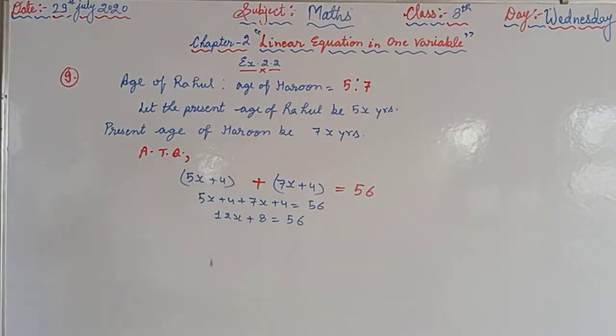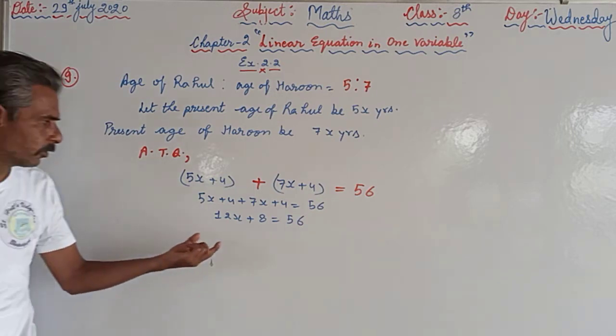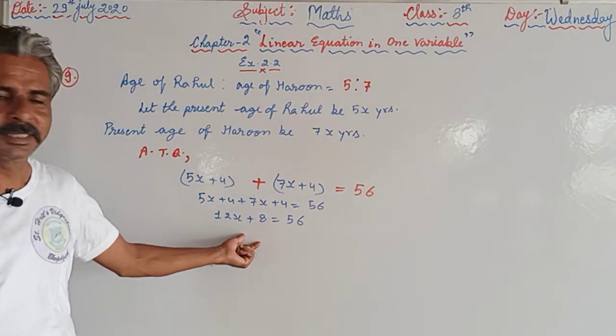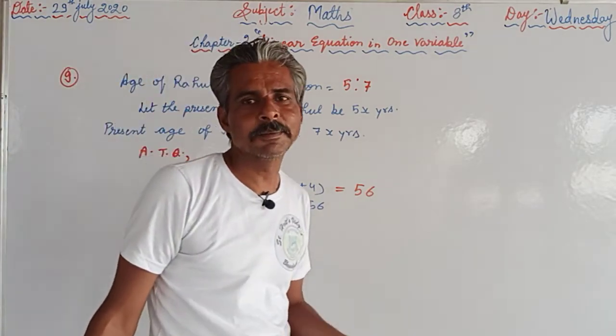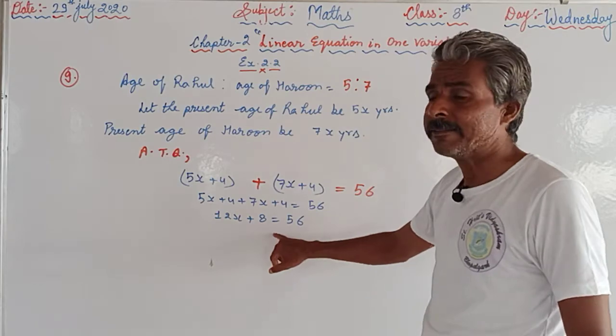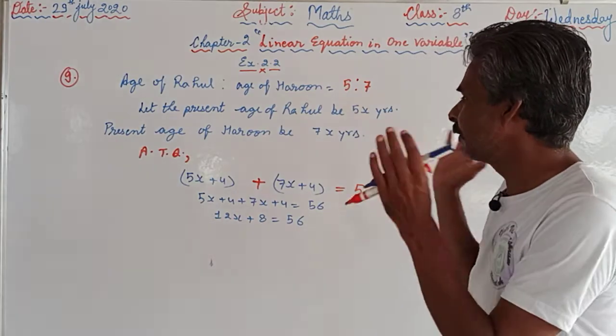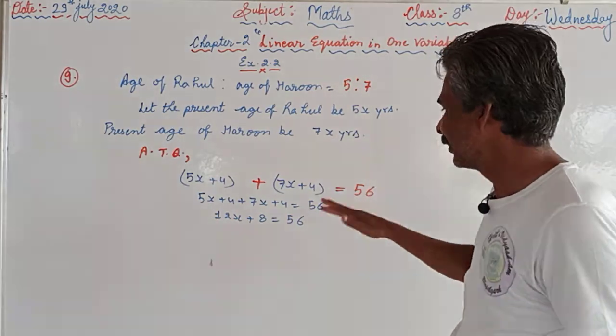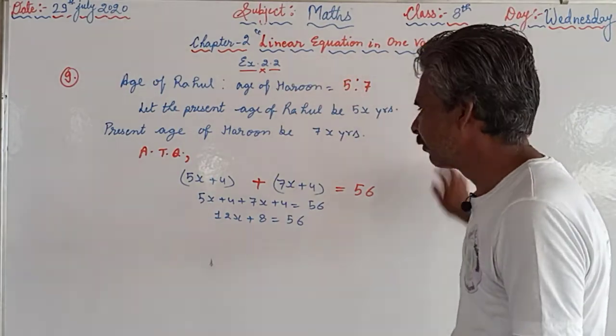The first part means how to frame the linear equation. Now we got the linear equation. Why is this equation linear? Because the power of the variable, that is x, is 1, and we have the sign of equality as well, and we have only one variable, one symbol. So this is our linear equation in one variable.